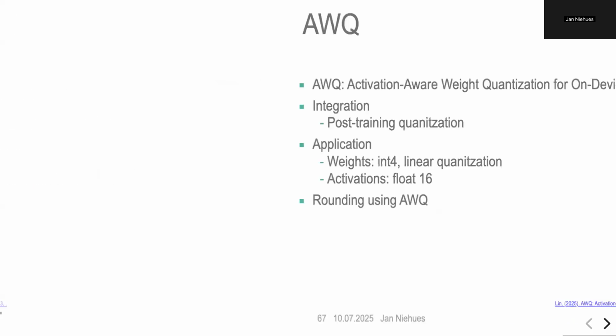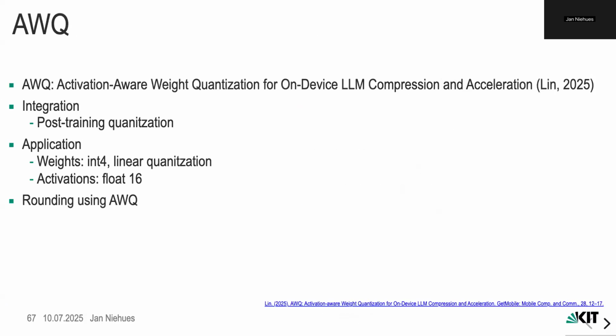The other one, which is commonly used, is AWQ, which is also post-training, using integer 4 and float 16, and where you use the activations. One important thing for both of them, if you remember the rounding strategies, is that you need some small development set in order to estimate what is the right rounding strategy, and that has to be done there.